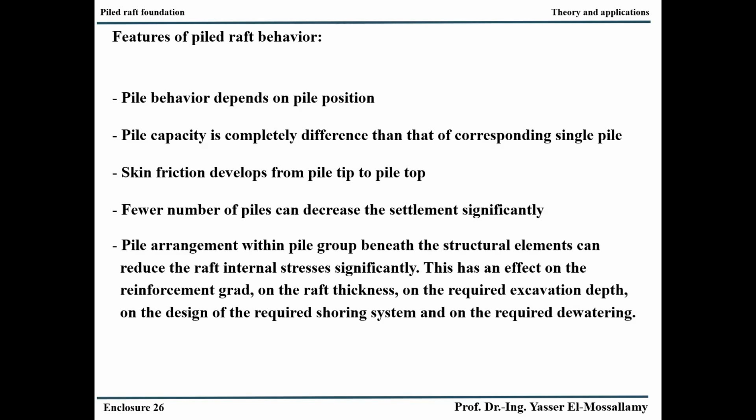The skin friction in a pile raft foundation develops from pile base to pile top, and it is higher than that of a single pile due to the mutual interaction between raft and piles. And therefore, a smaller number of piles can decrease the settlement very significantly in the case of a pile raft foundation. And the arrangement of piles within the pile group below the pile raft foundation can be very helpful to control the straining action in the raft, and hence we can reach more economical solutions.